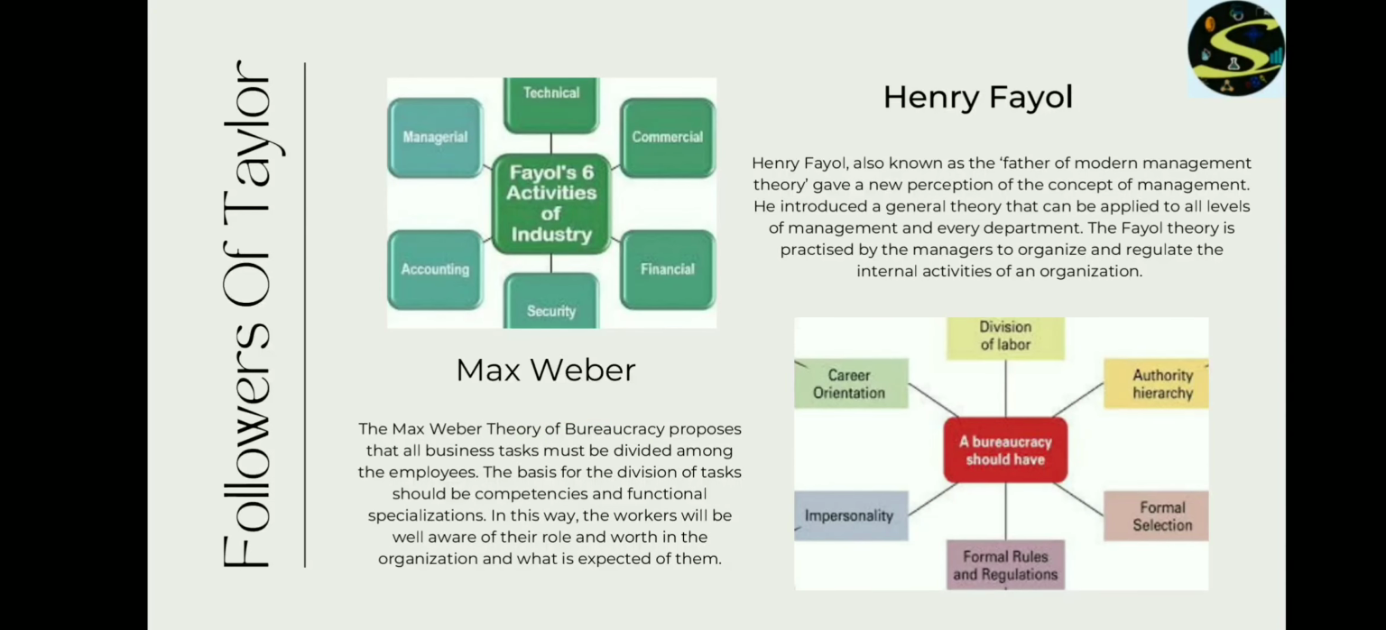Next we have Henri Fayol. He is the father of modern operational management theory. Fayol found that activities of an industrial undertaking could be divided into 6 groups: technical, commercial, financial, security, accounting, managerial, etc. Here, technical is about production. Commercial is about buying, selling, and exchange.